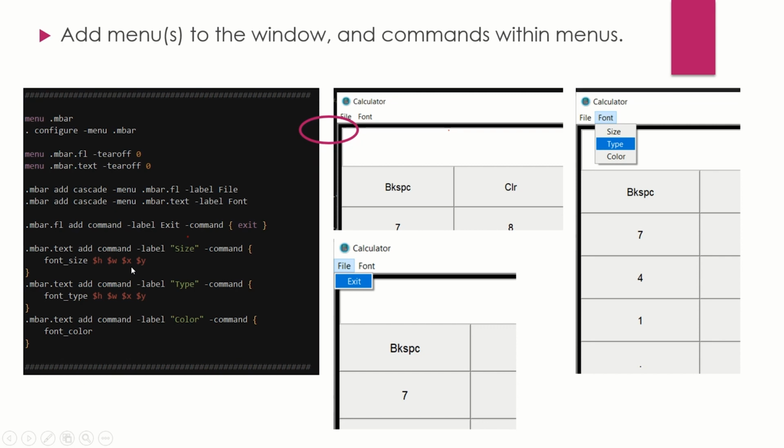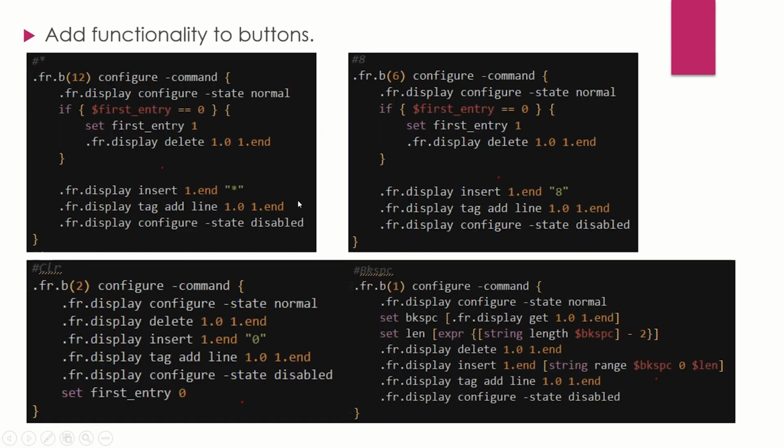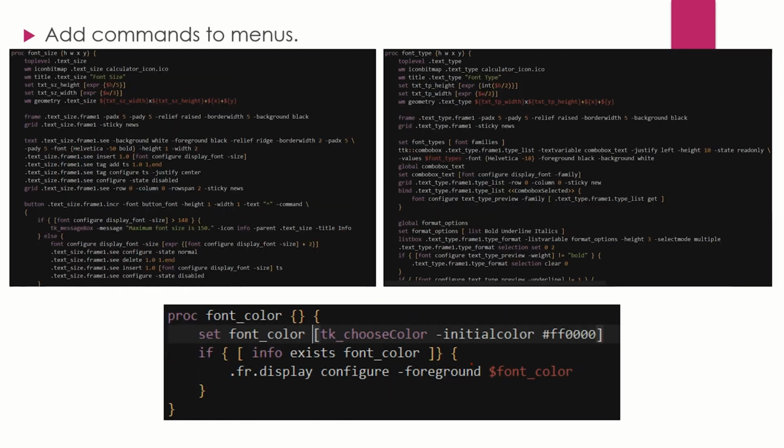Till now, we have only made the skeleton of our calculator. We need to add proper functionality to all the widgets in our calculator. Shown here are some examples of how we can code all the buttons. We need to code all the numbers, then all the clear, backspace, and close buttons, along with all the operators and the equal to button.